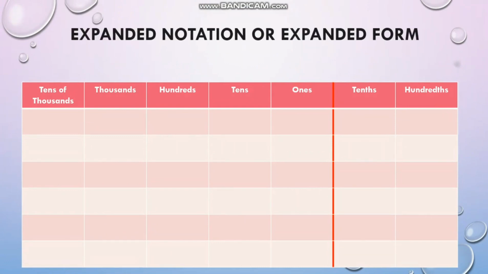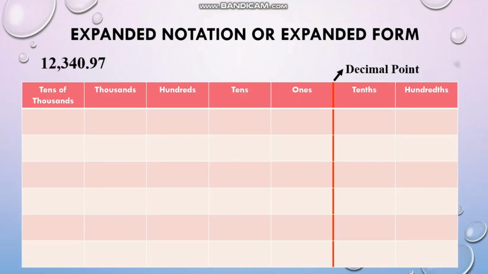Now let's expand the number with a decimal point. If you look at the place value chart, you'll see that a red line separates the ones from the tenths. The red line there represents the decimal point. So after the ones, going to the right, we have tenths, hundredths, and so on. Let's look at a number, 12,340.97.